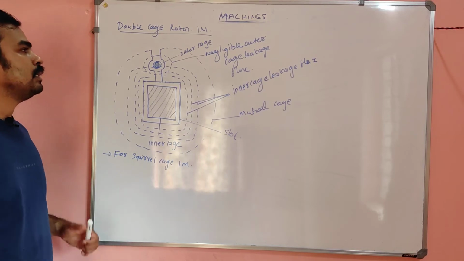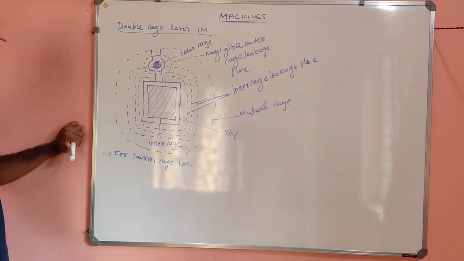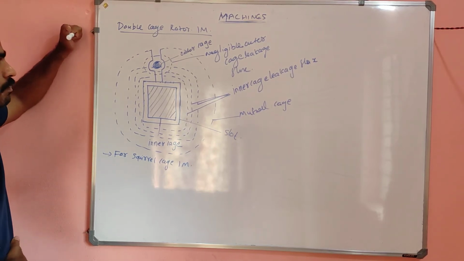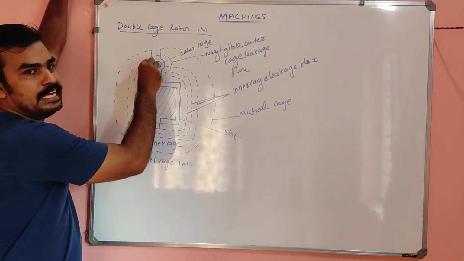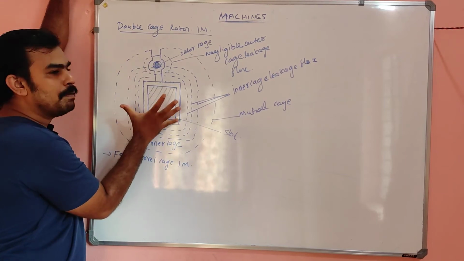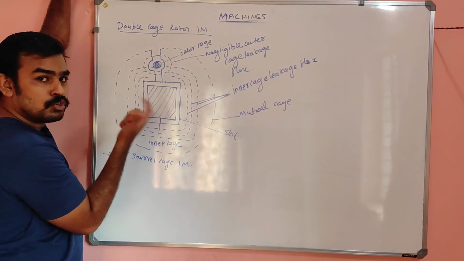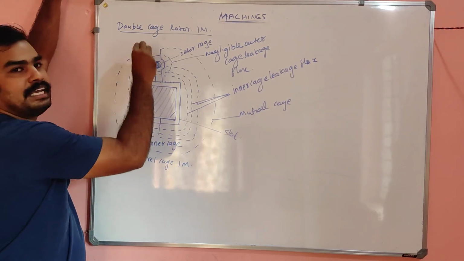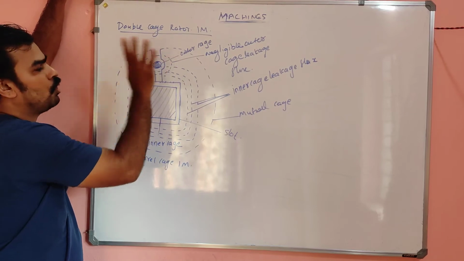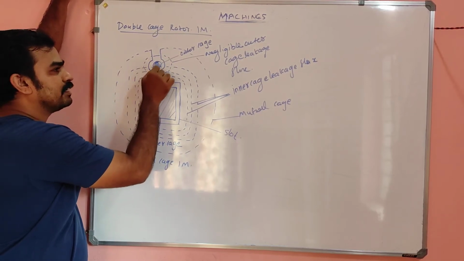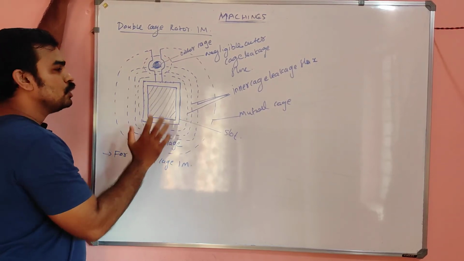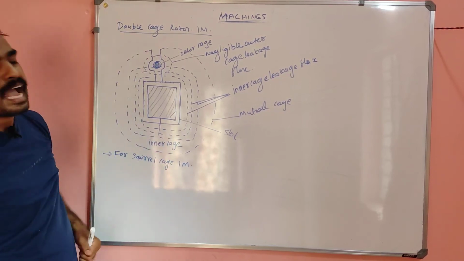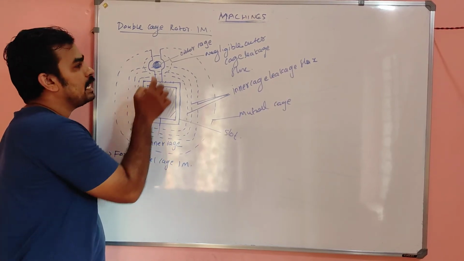double bar rotor. In the previous class we studied the double bar rotor, so the same principle is applied here also. We have to make a small inner bar and a bigger outer bar. So what happened? The flux around this bigger bar will be very high compared to the small first layer or top layer. This is the conductor cross section, and that is the conductor cross section. The area of cross section of this region is high and this is low.